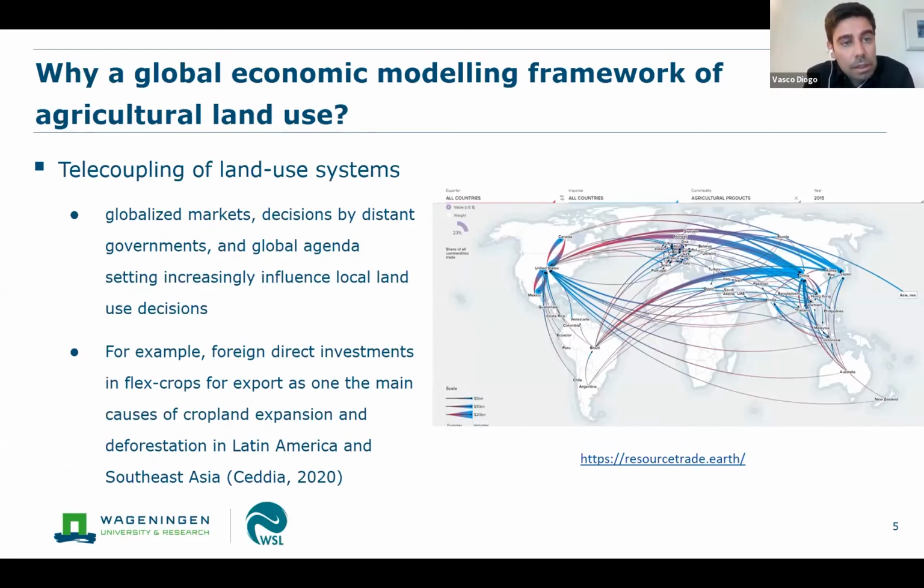Why do we need a global economic modeling framework of agricultural land use? Well, we know that local land use decisions are increasingly influenced by globalized markets, decisions by distant governments, and global agenda setting. As an example, foreign direct investments have been identified as one of the main causes of cropland expansion and deforestation in Latin America and Southeast Asia. And as such, modeling land use needs to account for the effects of trade and policies that regulate these trade flows across global regions.